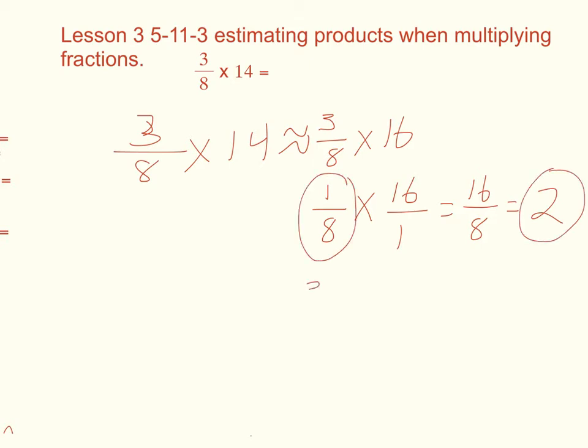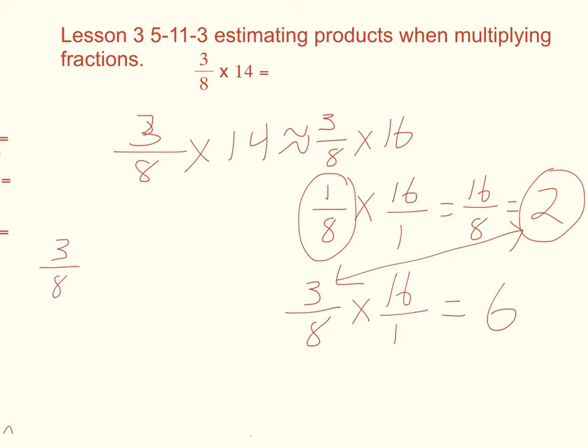So now 3/8 times 16 would equal 6, because 3 times 2 is 6. So now we know that 3/8 times 14 is about 6. So that's our first estimate, the first one.